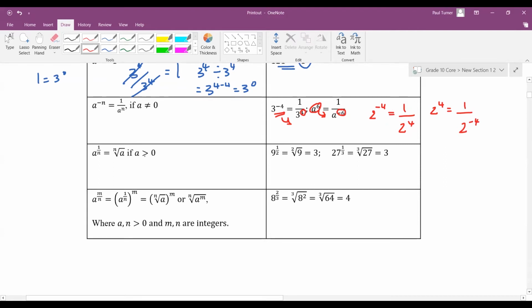Okay. One thing you haven't done much of was the fractional powers. So for example, I've written here 9 to the half. 9 to the half is actually the square root of 9. Half power means square root. So let's write that there. Half power equals square root.